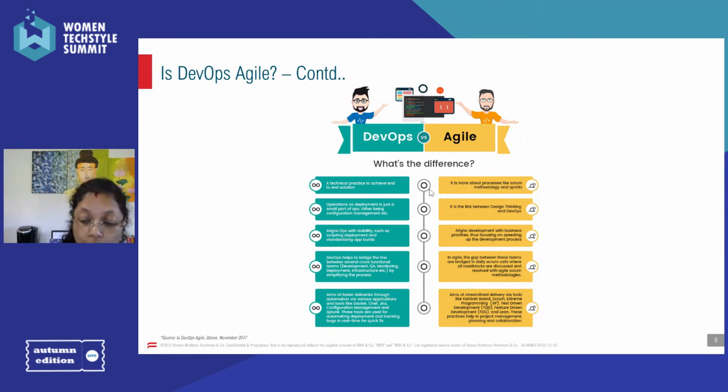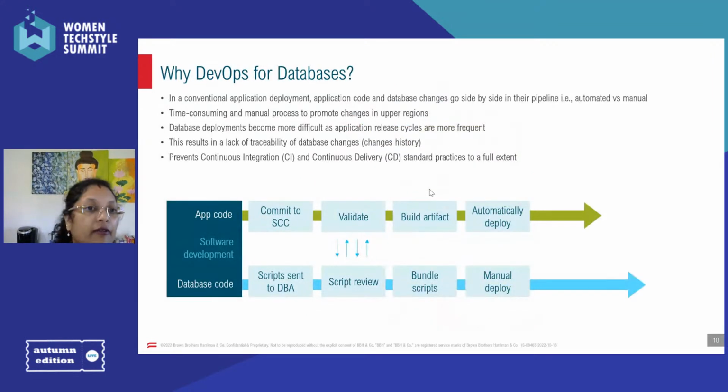And that brings me to the core of this presentation, which is DevOps for databases. So in a traditional environment, even now, we see that application code is fully DevOps based, meaning it's all deployment. Everything is done automatically, wherein database code is still a manual process. So in a conventional application deployment, application code and database have their own pipeline, which is automated versus manual. And the irony is that all the time application code is associated with some sort of database change. So then why not bring them together, right?